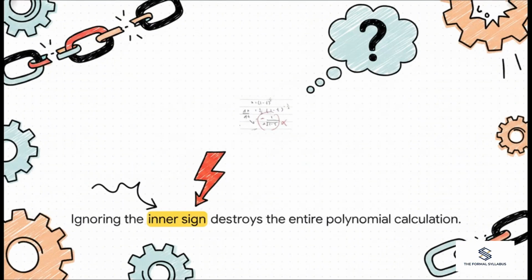You see, the exact same thing happened with polynomials, like in this real test example. They applied the power rule perfectly, but by not multiplying by the inner derivative, which in this specific case meant missing a crucial negative sign, it ruins the entire calculation. Just one forgotten little detail inside the parentheses flips the whole answer.